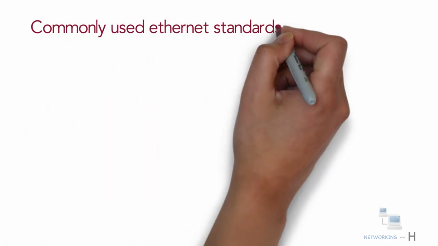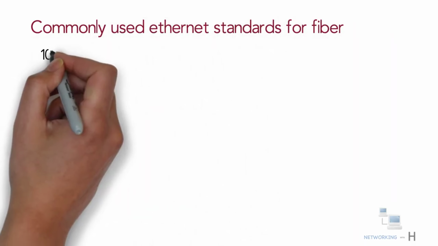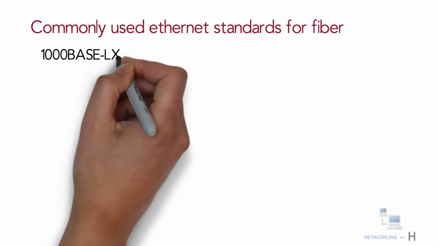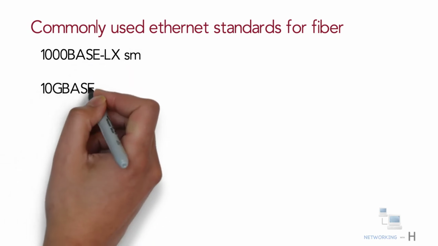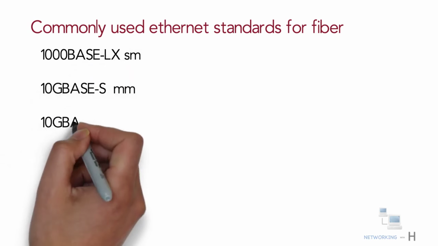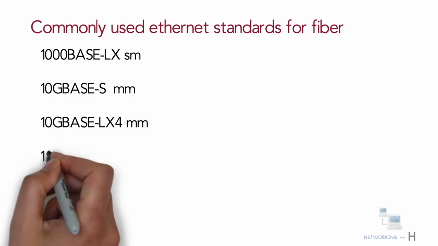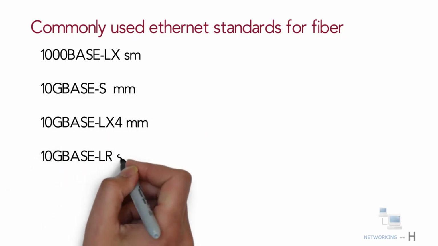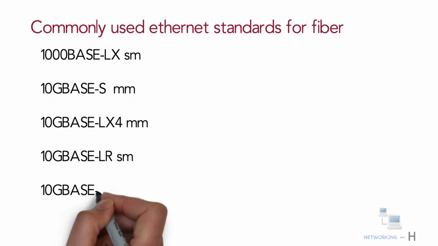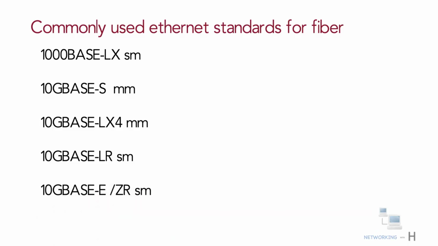Some of the commonly used Ethernet standards for fiber are 1000BASE-LX single mode, 10GBASE-S multimode, 10GBASE-LX4 multimode, 10GBASE-LR single mode, 10GBASE-E or ZR single mode.